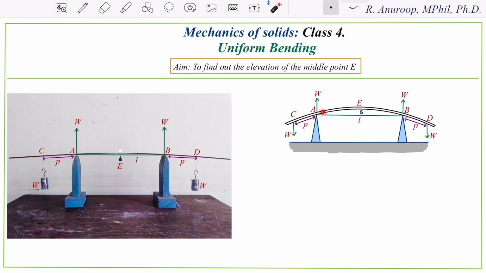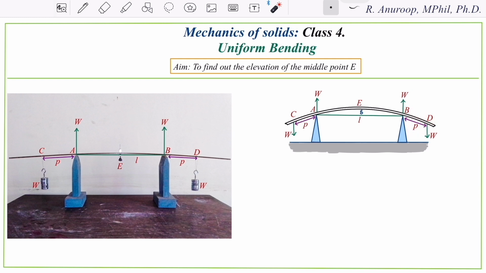As I specified, consider a beam of negligible mass which is supported symmetrically on two knife edges at A and B. The length AB is equal to L. Equal weights, that is W, are suspended from the beam at point C and also at point D. Let AC be equal to P and the length BD also equal to P.